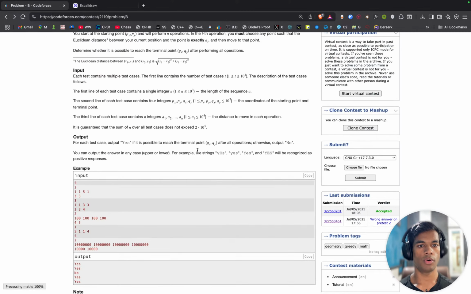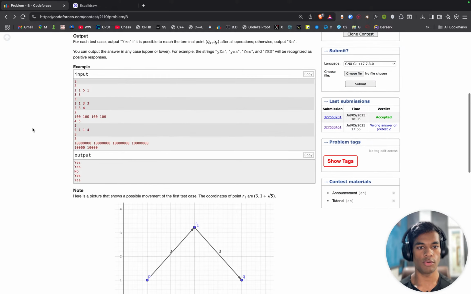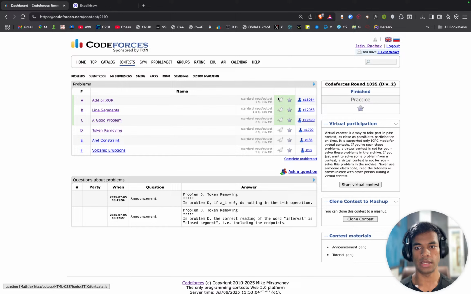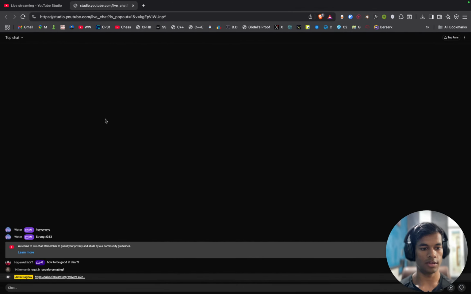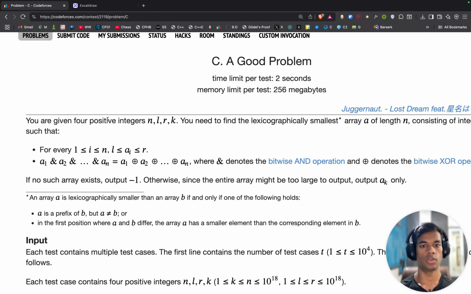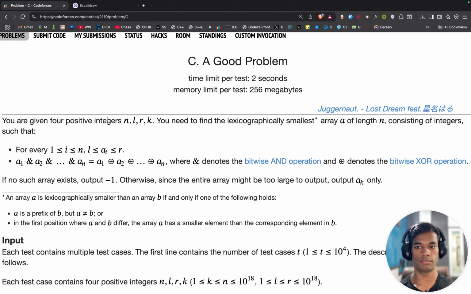And now we can move on to the third question. The third question I was unable to do during the competition, and I did it later after the competition. A good problem. Let's see what it is. Yeah, I remember this one now.